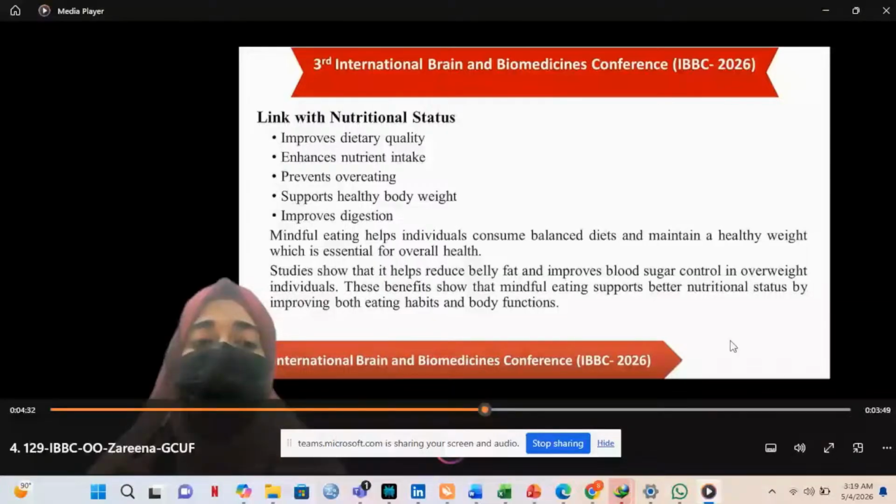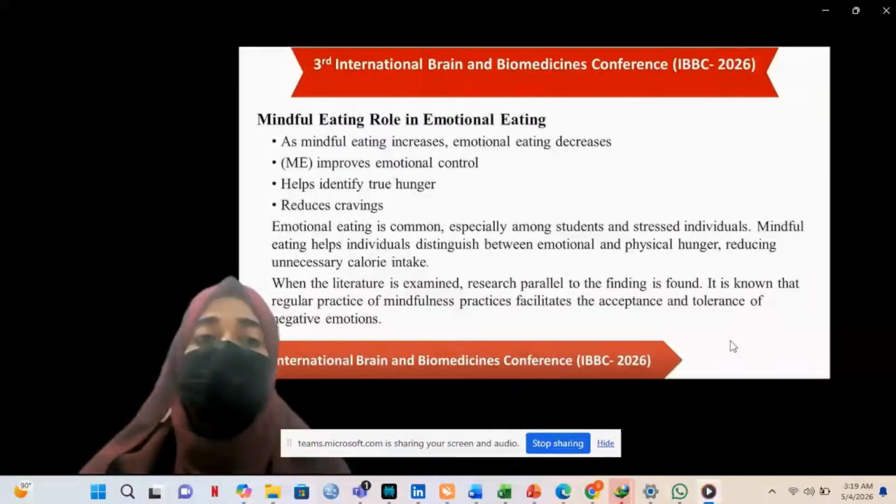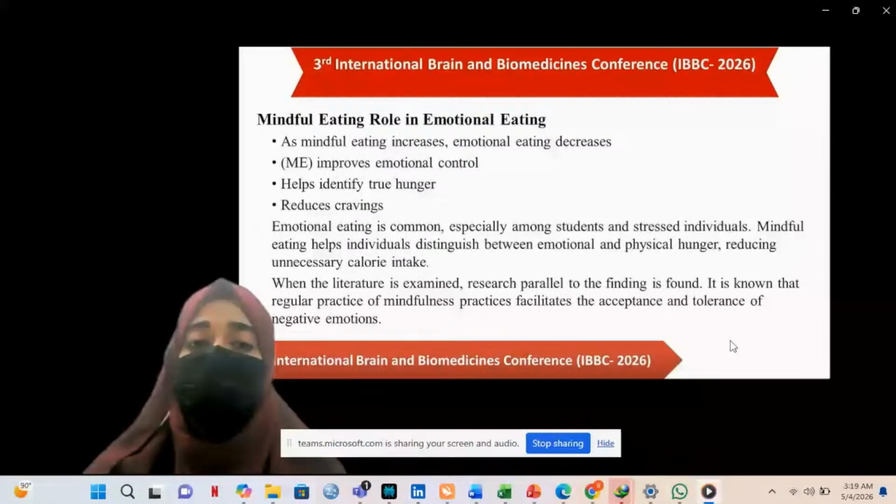Okay, so the role of mindful eating in emotional eating. As mindful eating increases, emotional eating decreases. You are consciously aware of what you are eating. So mindful eating improves emotional control, helps identify true hunger, and reduces cravings. In emotional eating, you binge, but mindful eating helps to control emotional eating. Emotional eating is common, especially among students and stressed individuals. Mindful eating helps individuals distinguish between emotional and physical hunger, reducing unnecessary calorie intake. When the literature is examined, it is known that regular practice of mindfulness facilitates the acceptance and tolerance of negative emotions.